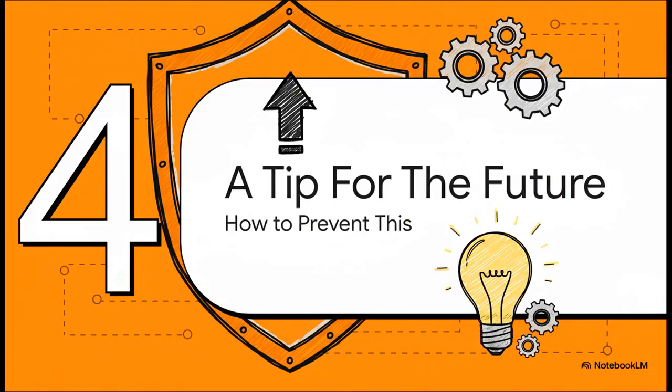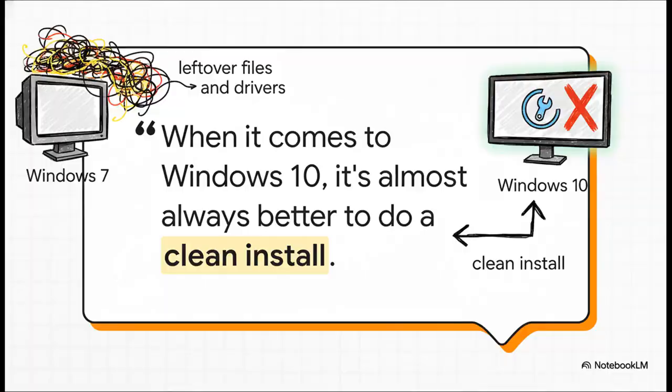Okay, now that we've covered the fixes, let's talk about prevention for a second. There's one key piece of advice from experienced users that can help you avoid this whole mess down the road. And here it is. A lot of these boot errors happen when people try to upgrade an old installation, like Windows 7, directly to Windows 10. The systems are just really different, and all those leftover files and drivers can cause chaos. So the takeaway is pretty clear. When you're moving to a major new version of Windows, a fresh, clean installation is almost always the more stable, more reliable choice.